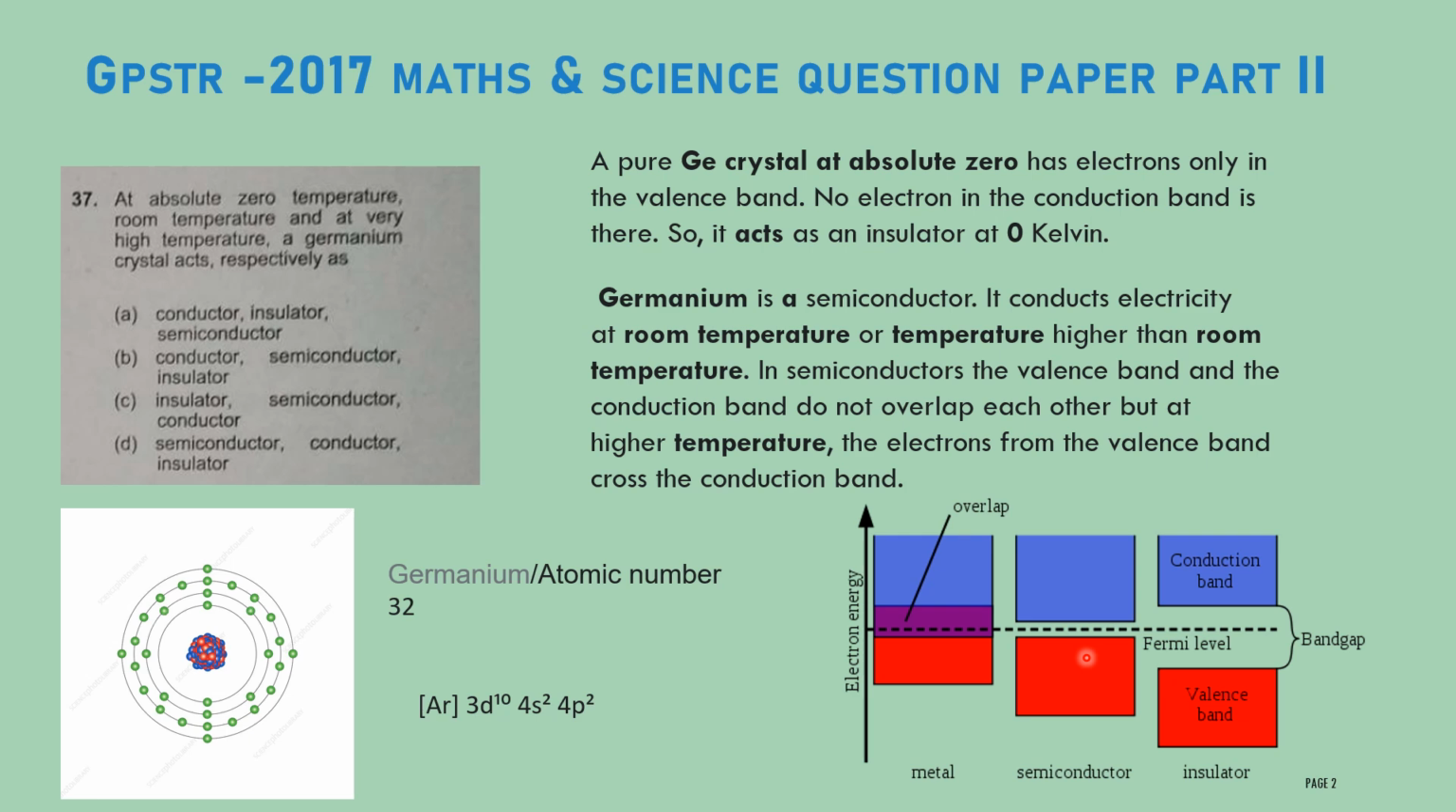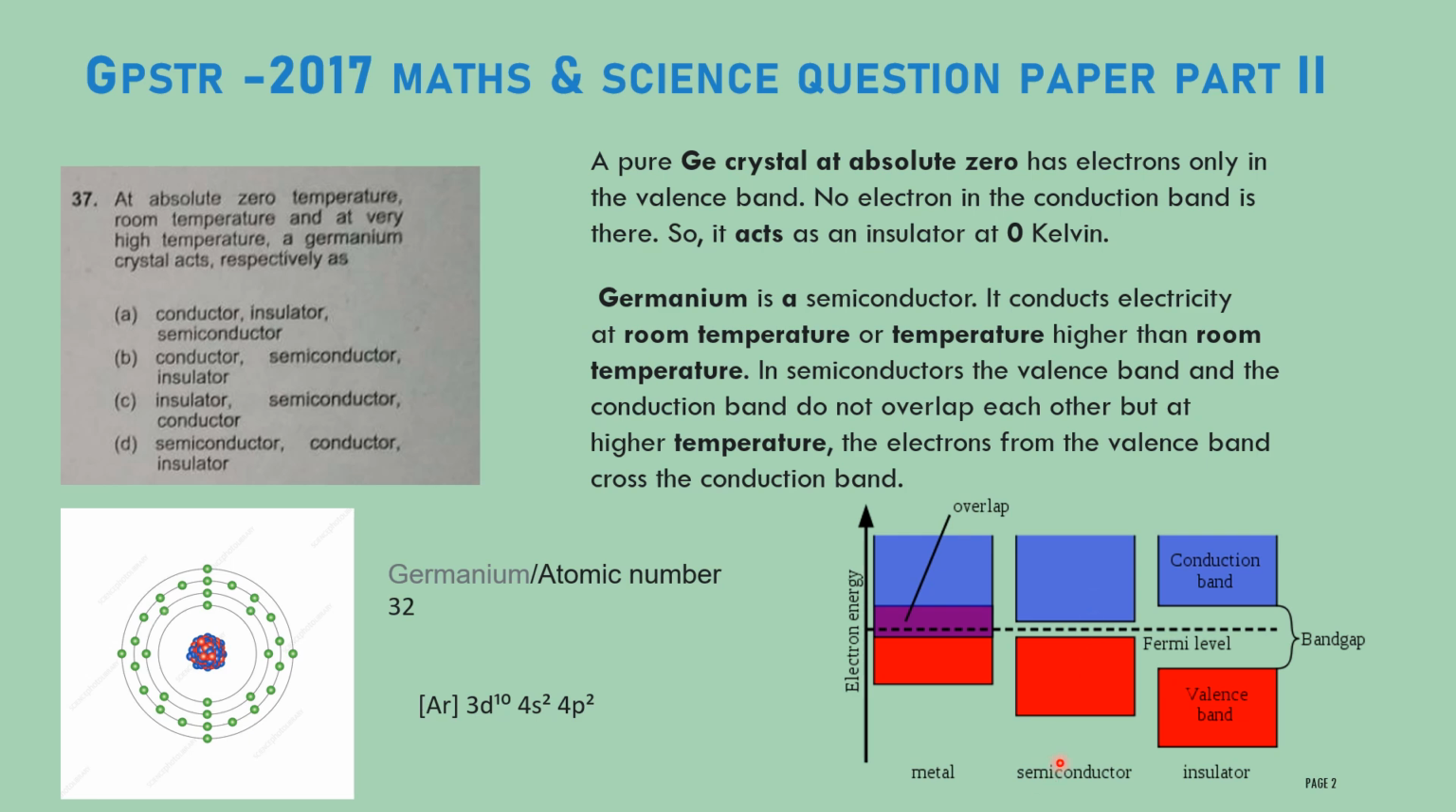When the temperature increases and comes to room temperature, the energy gap between the conduction band and valence band decreases, and the electrons acquire some energy. Because of that energy, the valence electrons jump from the valence band to the conduction band. Not all the electrons move, only a few electrons move from the valence band to the conduction band. The movement of electrons from valence band to conduction band is responsible for the conduction of electricity. Therefore, at room temperature, germanium will act as a semiconductor because some valence electrons move from the valence band to the conduction band.